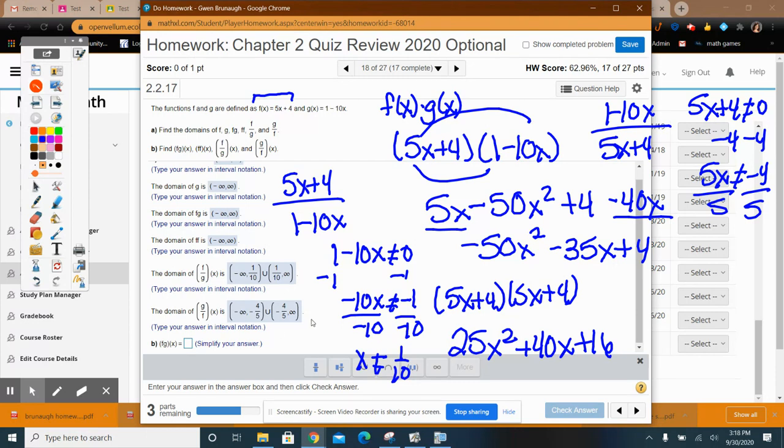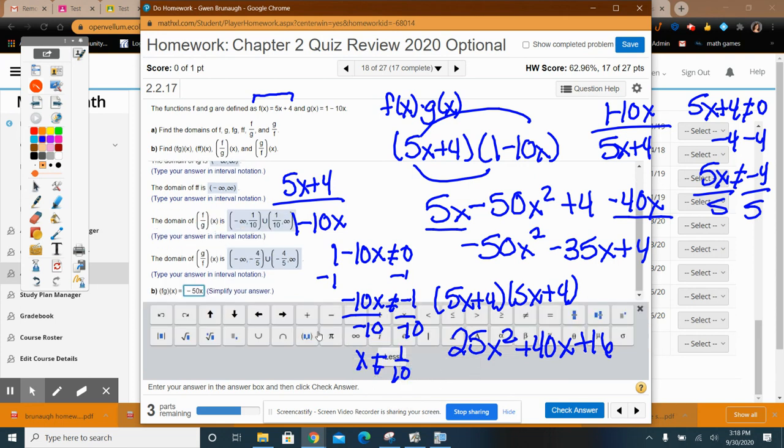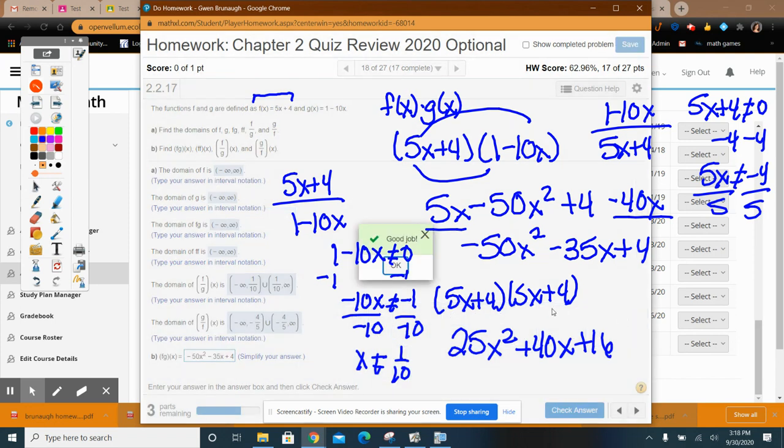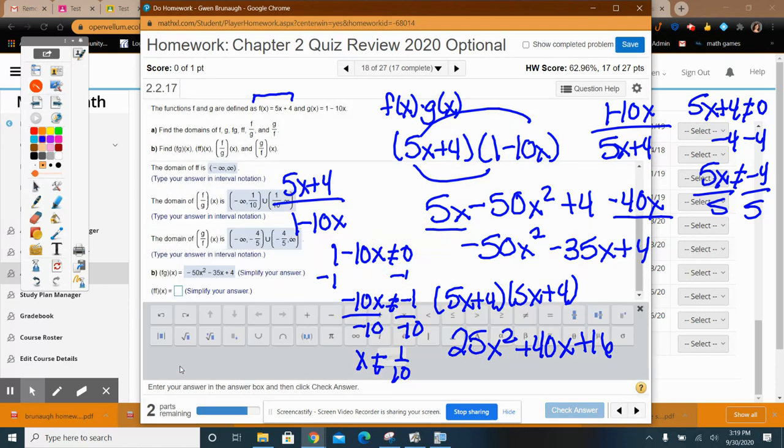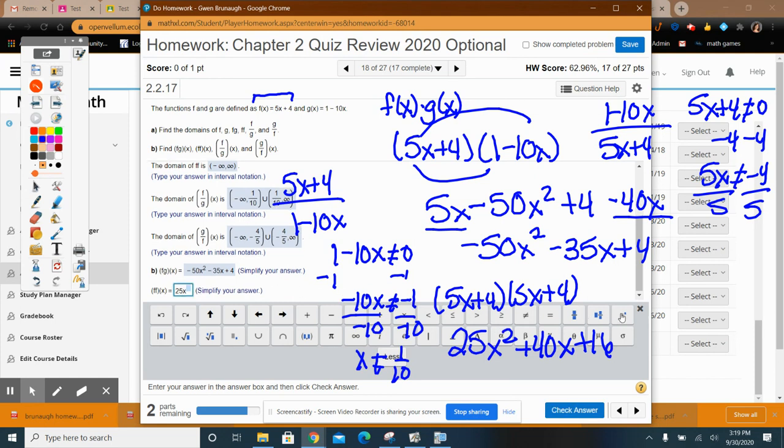Okay, what was my f times g? That was this first one here. I already did that. -50x squared, -35x plus 4. Okay, f times f of x. We already did that one as well. That one's the one right down here. 5x squared plus 40x plus 16.